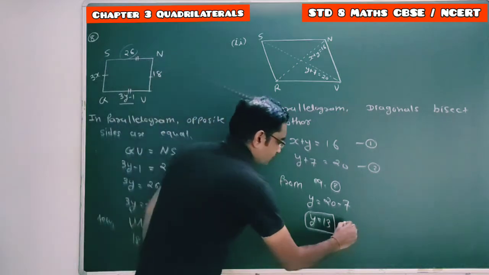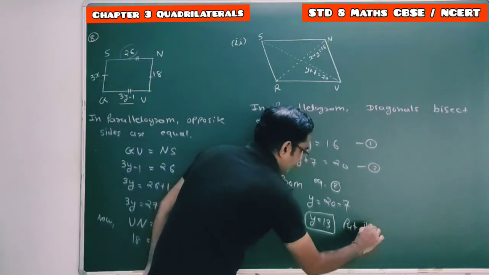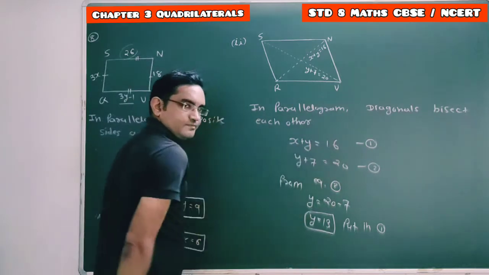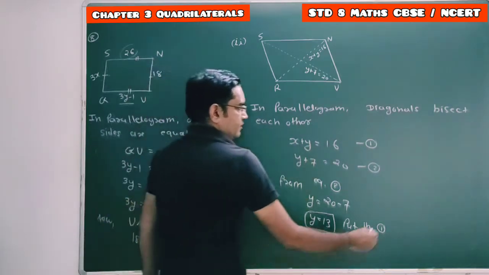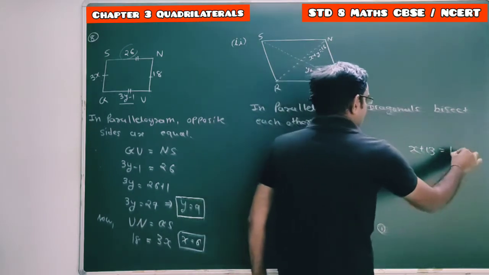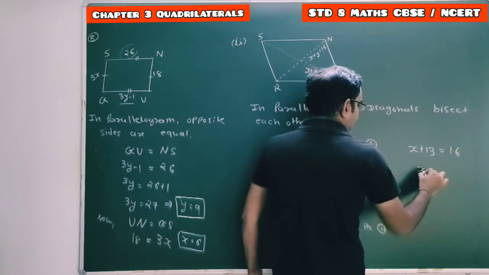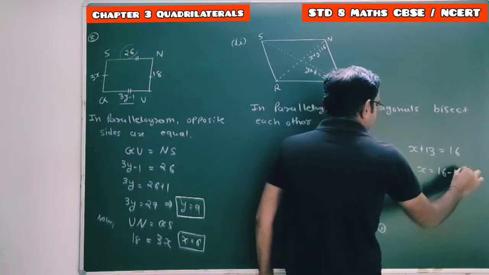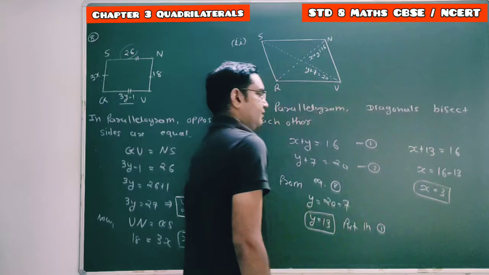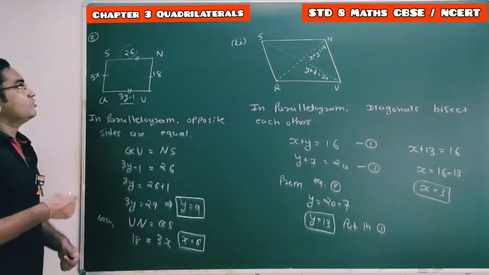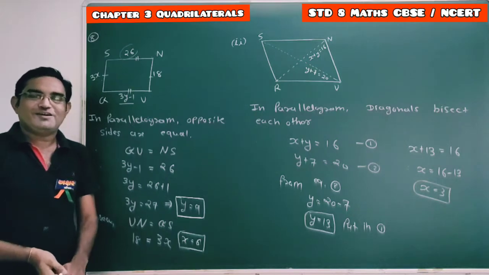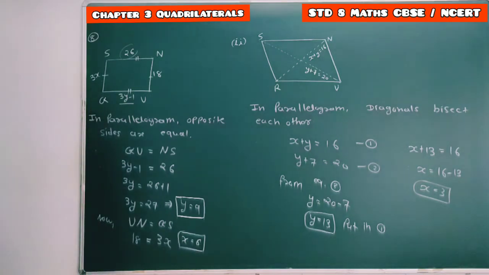Put in equation number 1. So x plus y is 16, where y is 13. So x plus 13 equals 16. Hence we are getting the value of x, 16 minus 13. So x is 3. Clear students? So this is your question number 8. Pause this video and note it down.